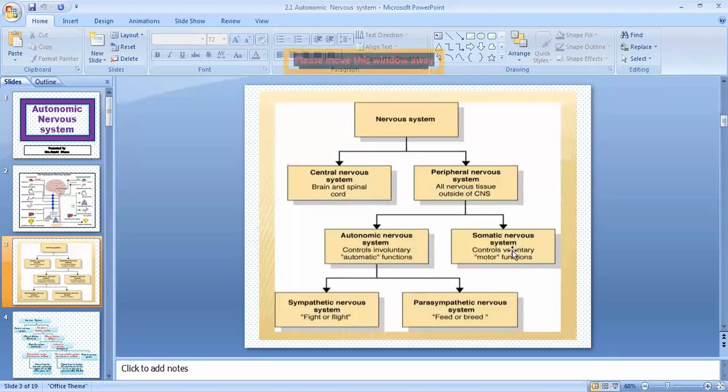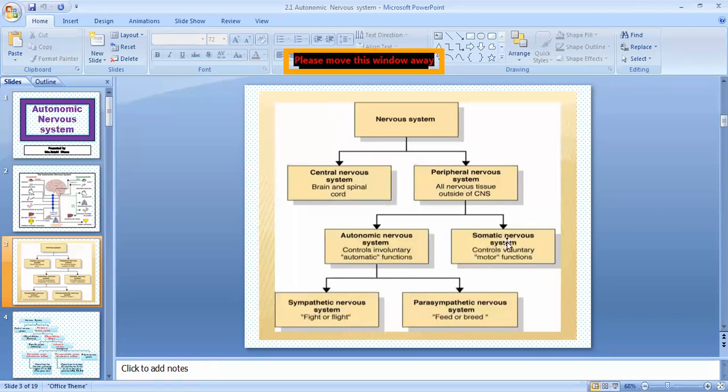And what functions or processes come under the somatic nervous system? Those which we can do voluntarily. Voluntary means movement of the hands, movement of the legs, that is walking, exercise, then running. When we want, then and only then can we run, walk or talk. So these are the processes which come under the somatic nervous system.